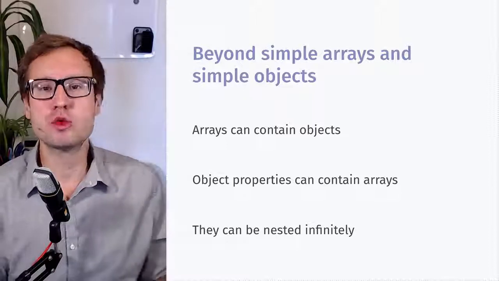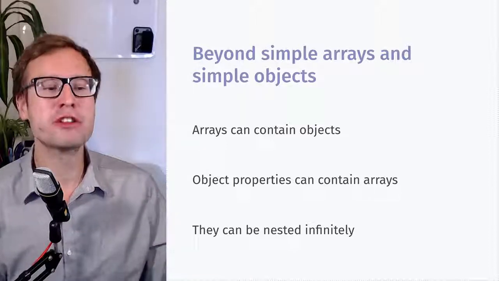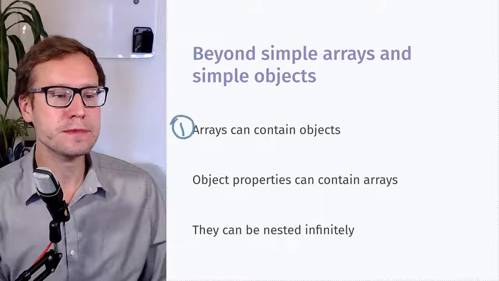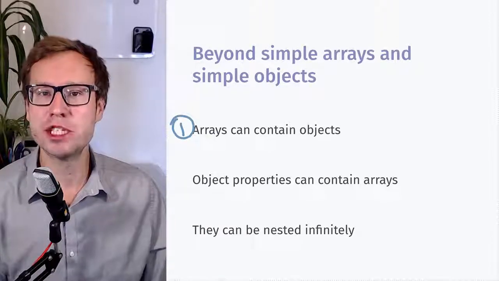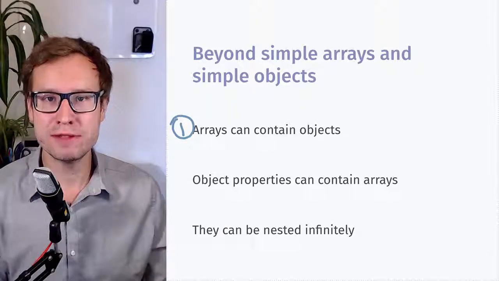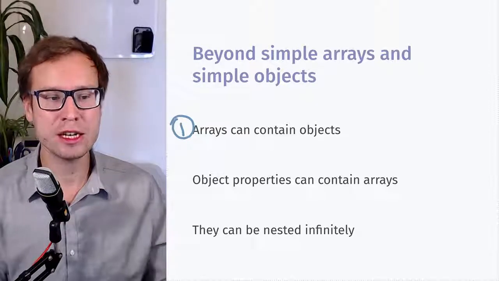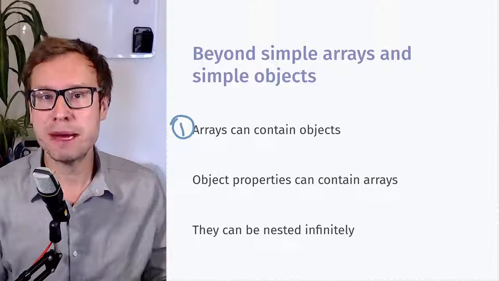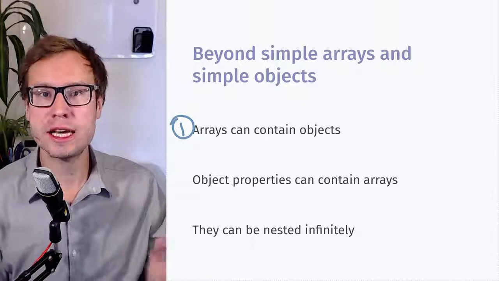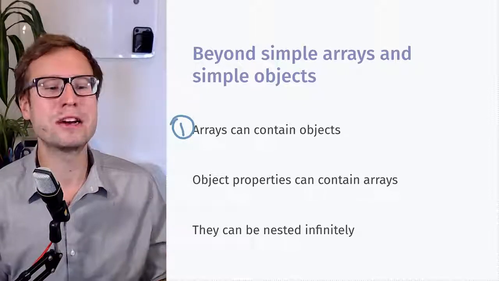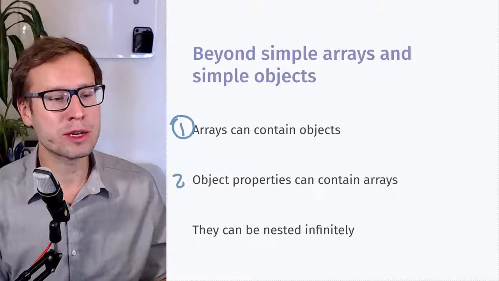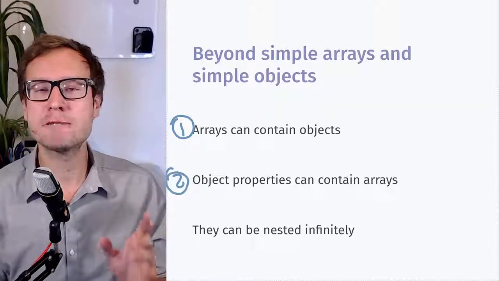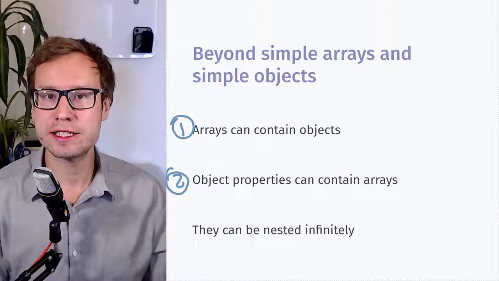Well, here's really what we're building upon. Here are the building blocks. Number one, arrays can contain objects. So this is where we leave the world of simple arrays and we enter the world of arrays where we actually have objects as members of the array. Already that gives us a huge amount of power. But it doesn't end there. I want to stress the second point. Object properties can contain arrays too.